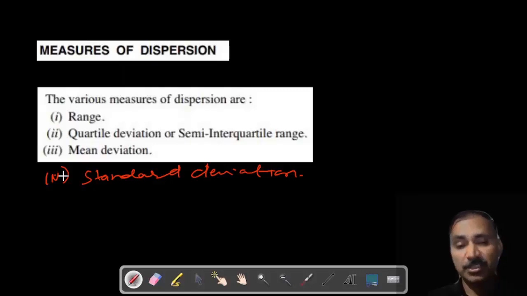I hope the concept is clear till this. Next is quartile deviation or semi-interquartile range. We use this one also to calculate the dispersion. We have the mean deviation and the last one is the standard deviation. I hope the concept is very clear to you all. In the next class, we will have the numericals based on range, coefficient of range, and some more topics as well.